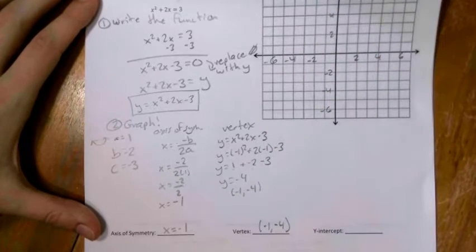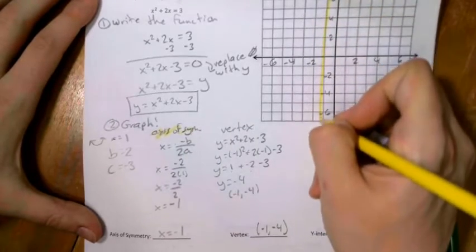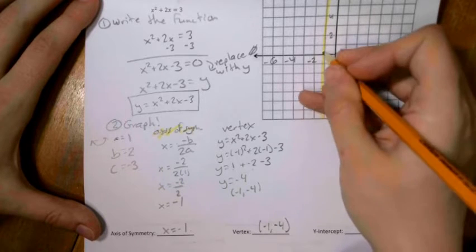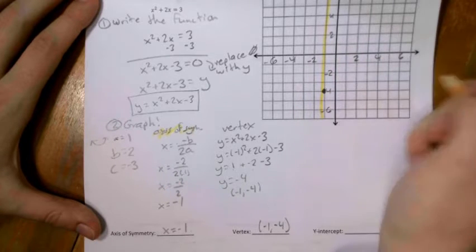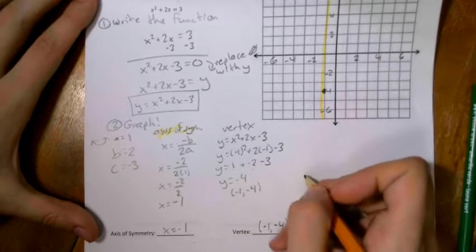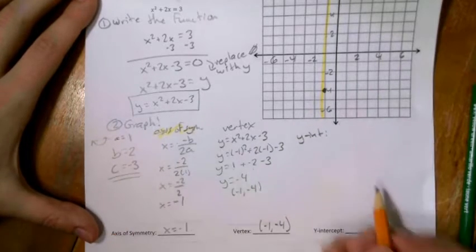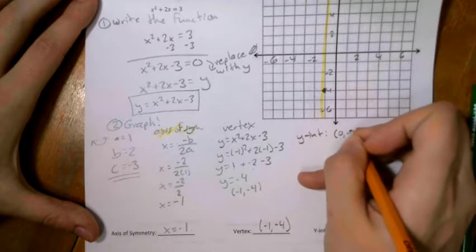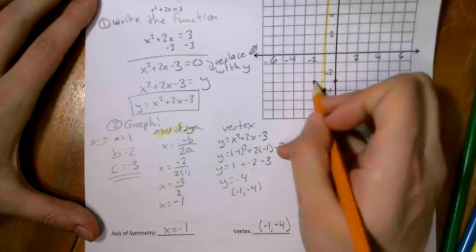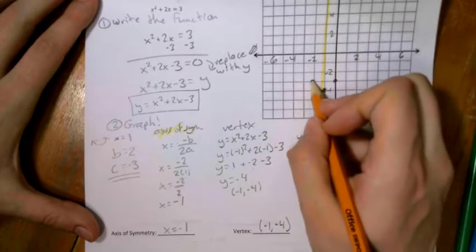So I know that my axis of symmetry is at x equals negative 1. So it's right there. I know my vertex is at negative 1, negative 4. So it's right there. And I know my y-intercept as well. Remember, your y-intercept has to do with c. So my y-intercept is at 0, negative 3. So it's right here. And I can mirror that point across our axis of symmetry.